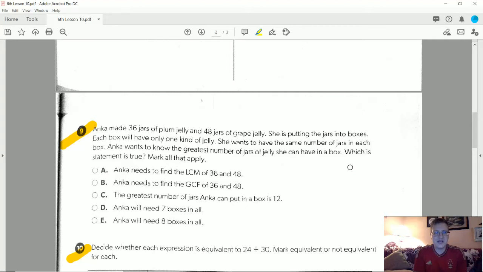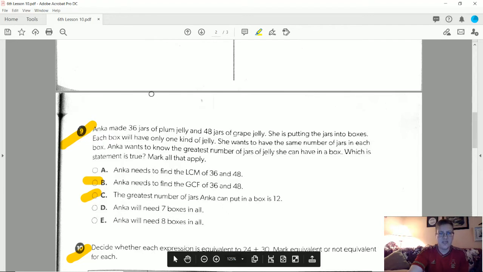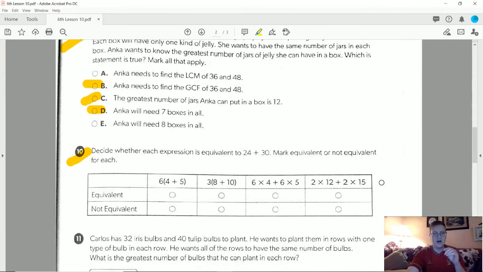Anka made 36 jars of plum jelly and 48 jars of grape jelly, putting the jars in boxes that will only have one kind of jelly each. So we're going to have the same number of jars in each box, which means we are going to need to find the greatest common factor of 36 and 48. That number is going to be 12. And so if I count by 12s, I can do 3 boxes for this side, 4 boxes for this, which means she will need 7 boxes in all.